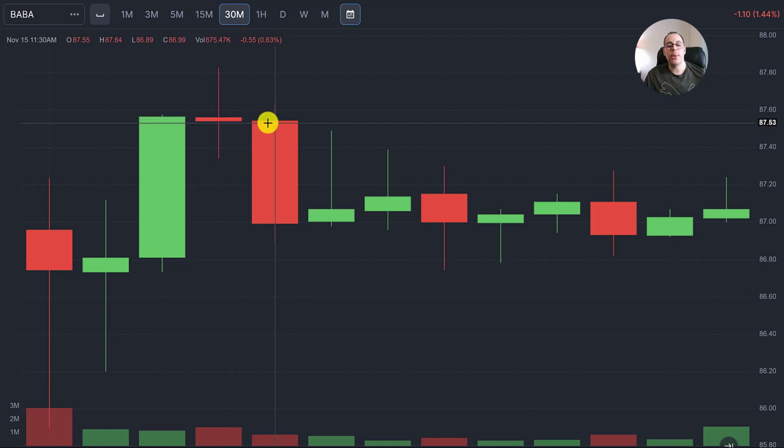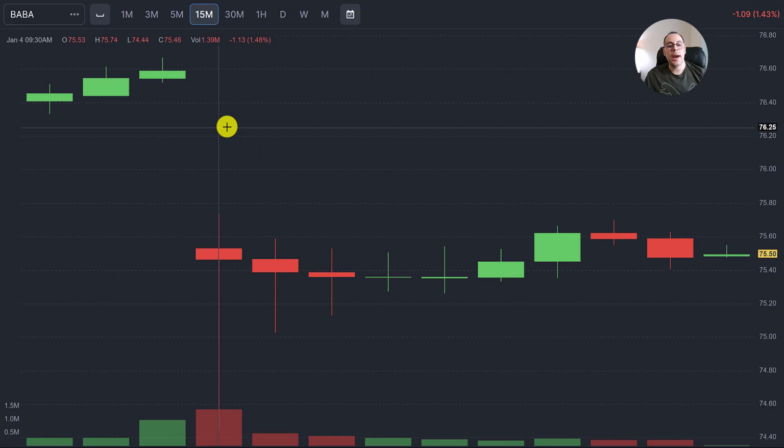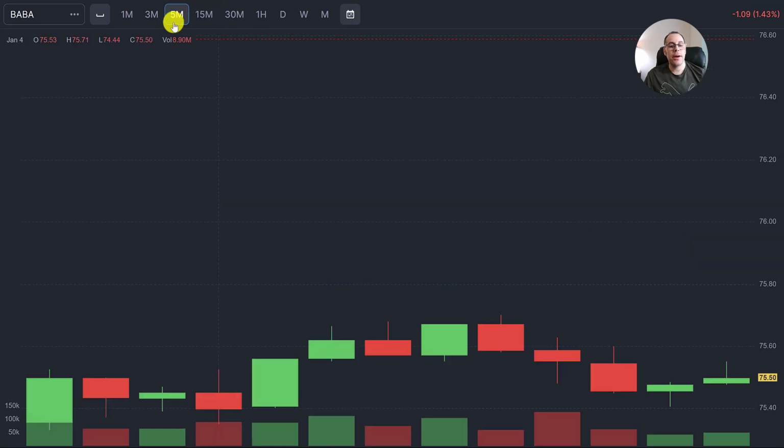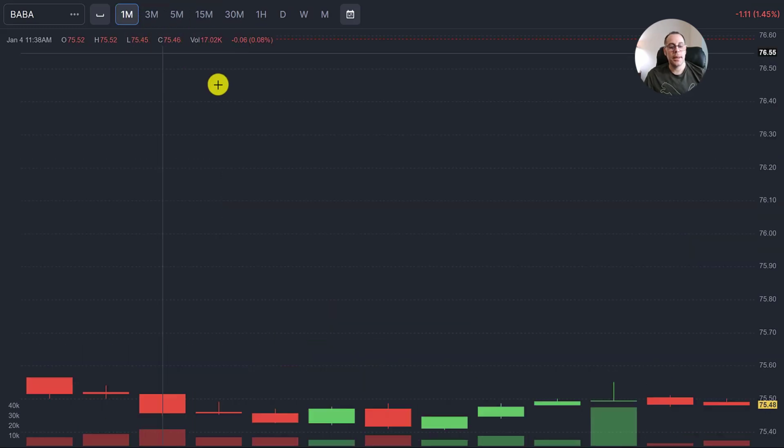The next half hour, the bears won. They brought the price down from $87.55 to $86.99. You can get even more granular: every 15 minutes, every 5 minutes, every 3 minutes, and every minute.